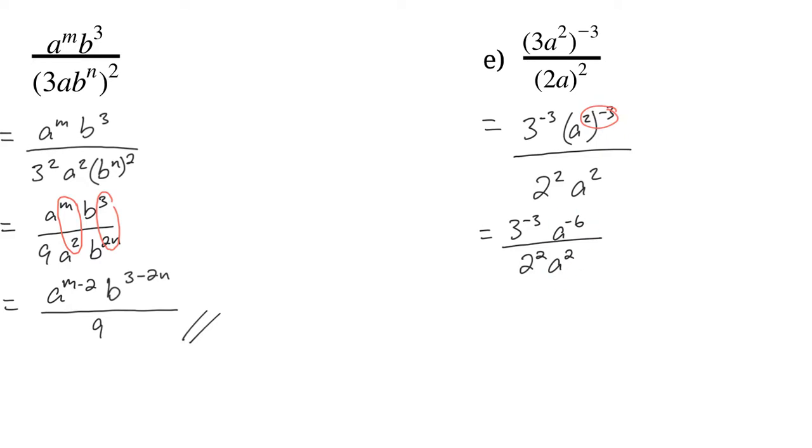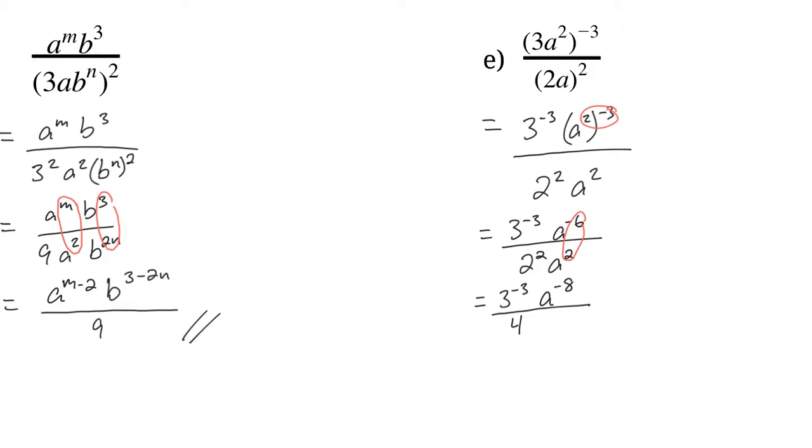And we do have something common in the numerator and denominator. There's a base of a, so we can subtract our exponents. So I'm still going to keep this 3 to the power of negative 3 in the numerator for now. And when we subtract these exponents, negative 6 minus 2, we're going to get a to the power of negative 8. And that's over 2 to the power of 2. Well, 2 to the power of 2 is just 4.